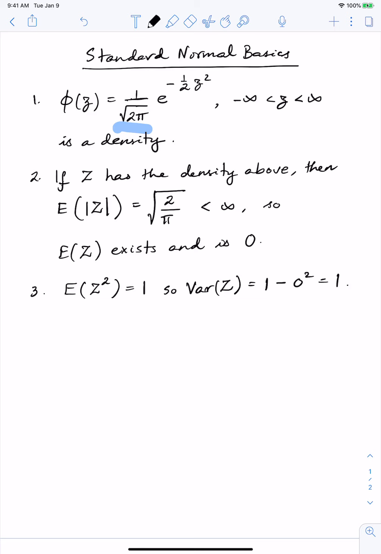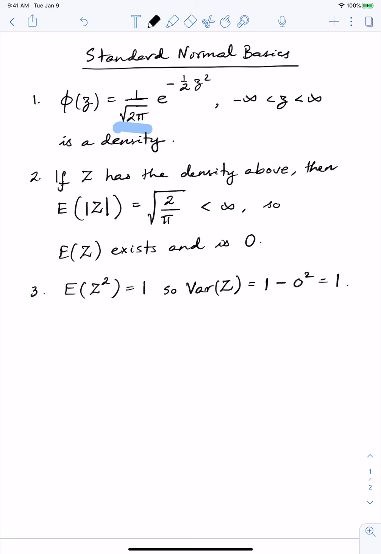We also showed by integration that absolute z has a finite expectation. We actually found that expectation to be square root of 2 over pi. And because the expected absolute z is finite, therefore z has an expectation, and once it has an expectation, then you can add and subtract in any order, and you can cancel things. And so by symmetry, the expectation has to be 0.